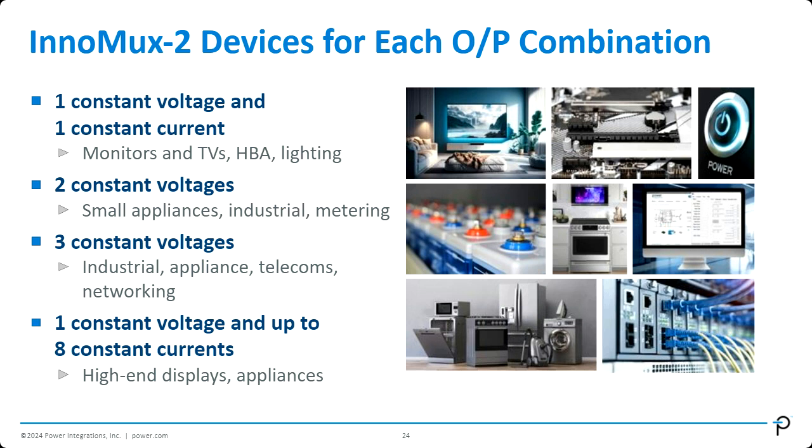We can also support one constant voltage plus 8 constant current outputs. And by supporting these 8 current outputs, we'll have to use one or two companion chips from InnoMux-2 to be able to regulate these 8 constant current outputs to accurately match each other. And again, this can be seen in display markets or anything that requires a display function.